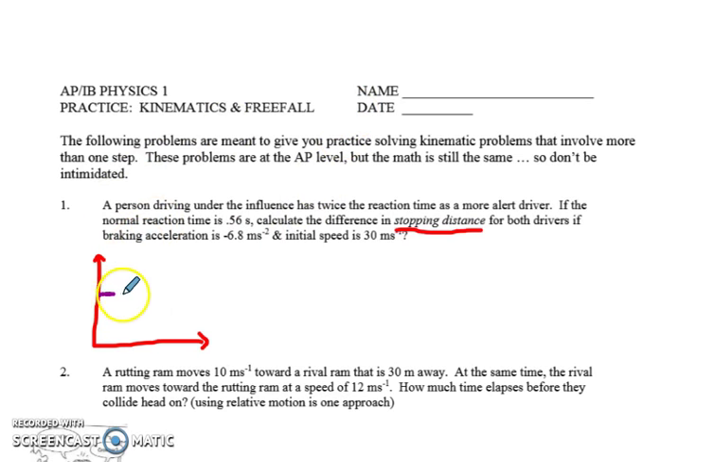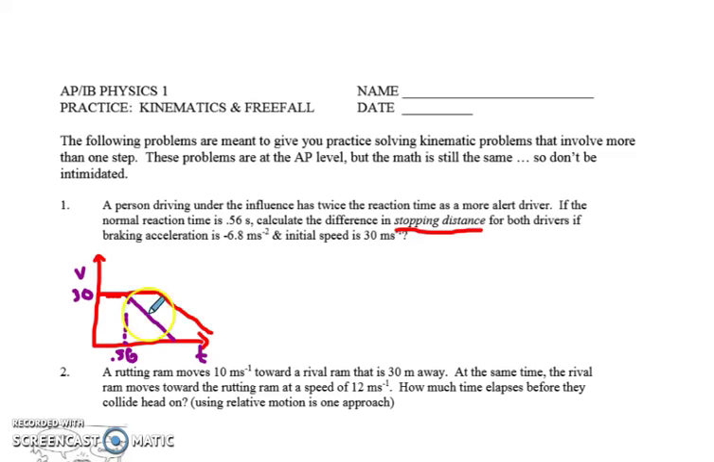So if this purple line represents the more alert person, and it takes them 0.56 seconds, and we're looking at a V versus T graph here, before they actually start to brake from 30 down to 0. And then the person that's under the influence is going to take twice the amount of time to react to it. So they're moving at that constant 30 meters per second for twice the amount of time, and then they brake at the negative 6.8 meters per second, and then stop.